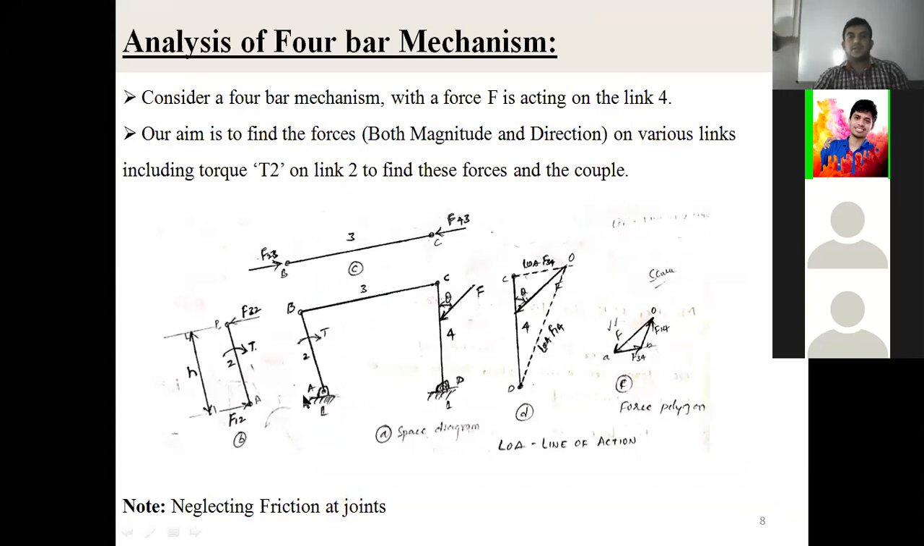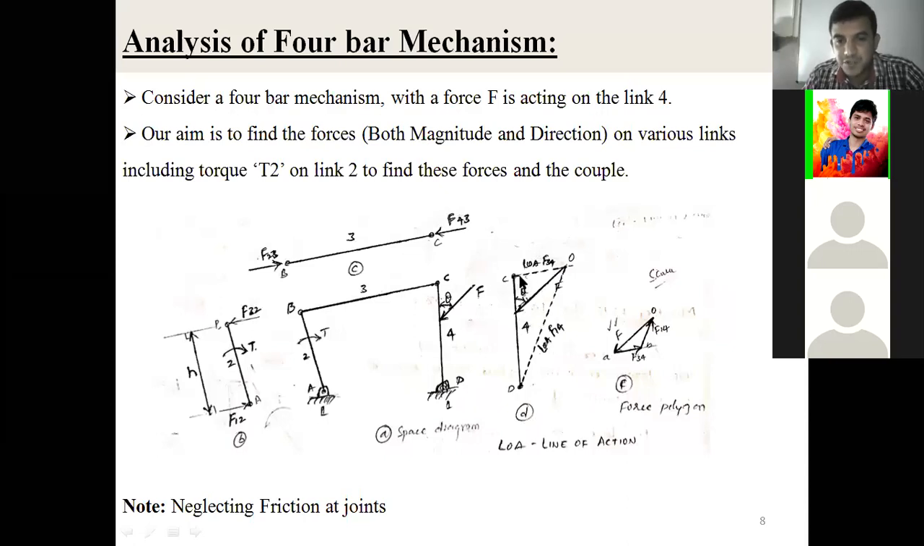Yes, sir. Shall I start? Yes, sir. Okay. Now, sir, consider link number 4. Why do you consider link number 4 here? Because link number 4 is subject to an action force. That force is known in magnitude and direction. That's why I take link number 4.